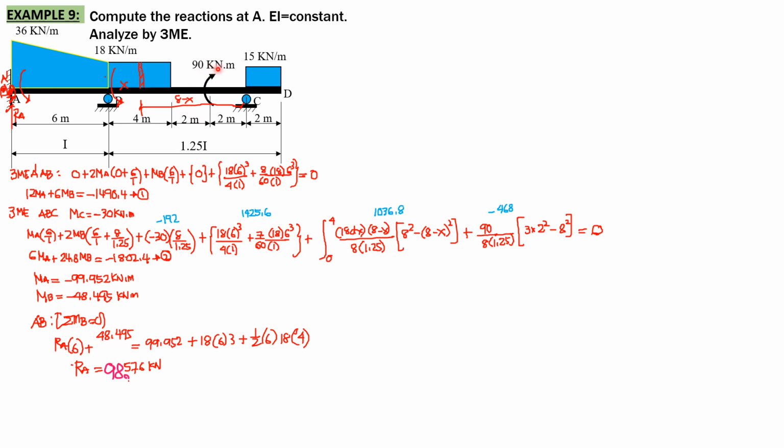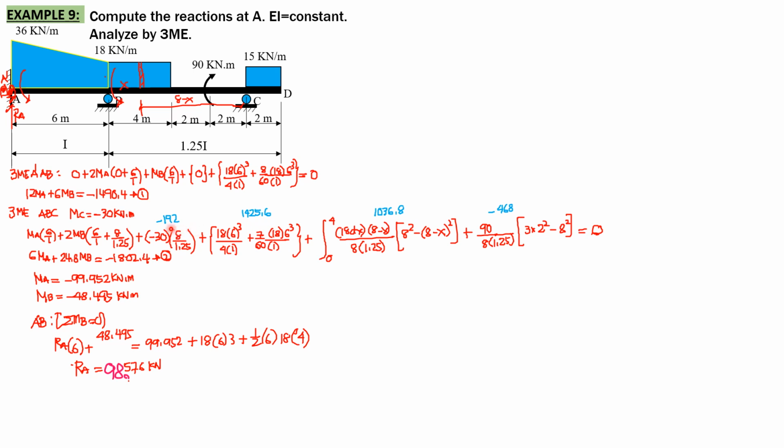For the 90 kilonewton load, it is equal to moment over L, then divided by I, then quantity 3 times B square, so 3 times 2 square, the distance of the 90 kilonewton load from the right is 2, minus L square, which is 8 square. So again, moment over L, 8, moment of inertia 1.25, then 3b square minus L square. Then we equate to 0 because again, we consider supports A, B, and C that do not settle, so the right side is just 0.